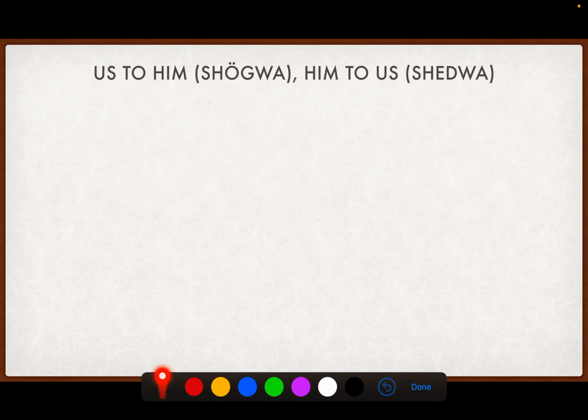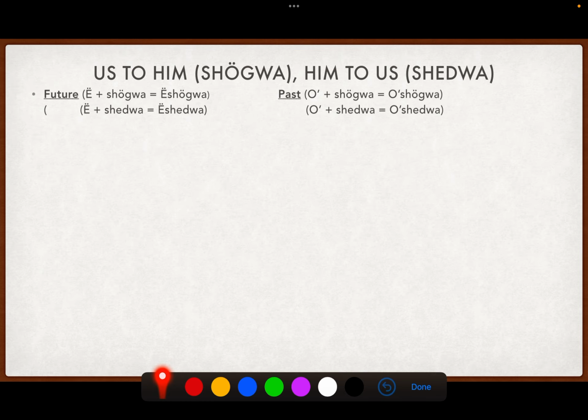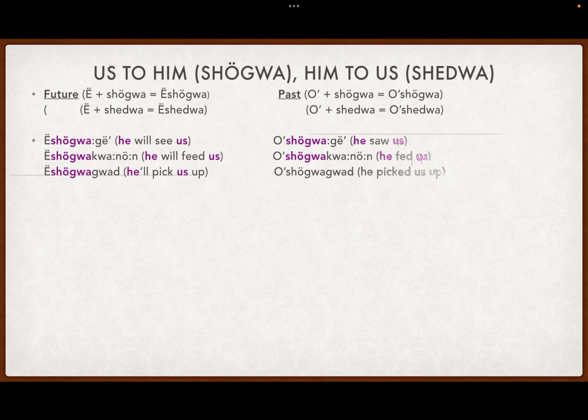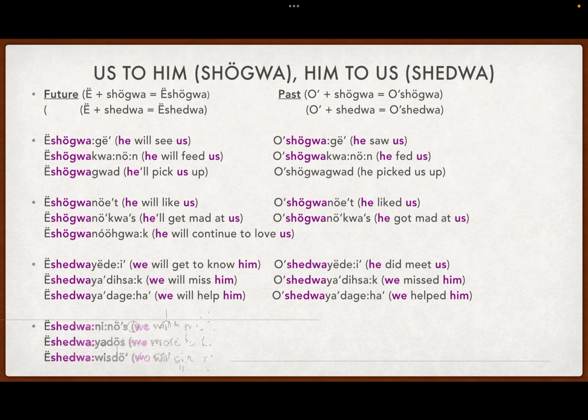I don't know if I fixed one of these. Doesn't look like I did. So songwa is him to us. And seidwa is us to him. So just know that as you go through it. It's only wrong up here. I think the other ones are all fine. But they're both going to be on this time. So the top half is going to be songwa. And the bottom half is going to be seidwa.